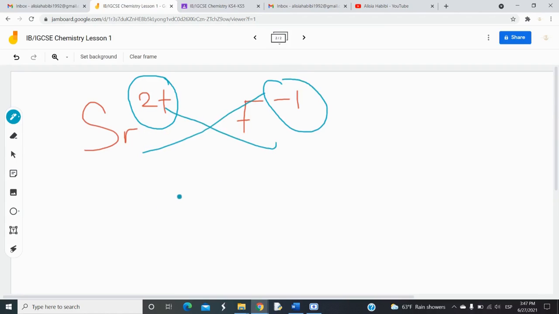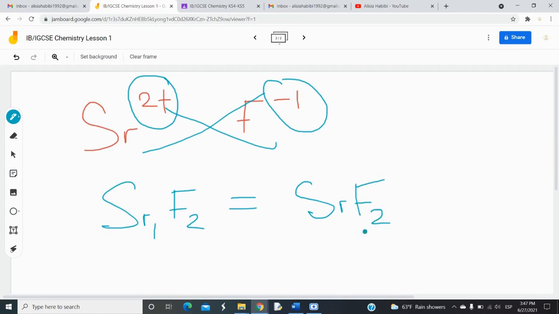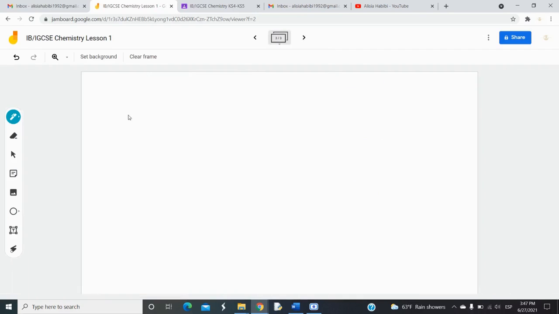Once you exchange it, strontium is going to take the charge of 1, and then fluoride is going to take the charge of 2. By convention, you don't write this 1, it will just be written as SrF2. Okay, guys? So this is the chemical formula for strontium fluoride. That's how you really derive it. So let's look at the next example.